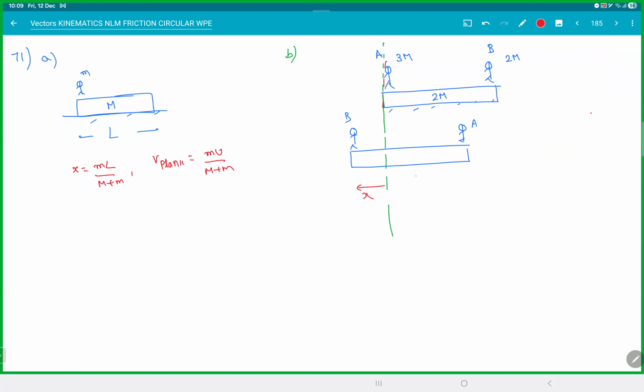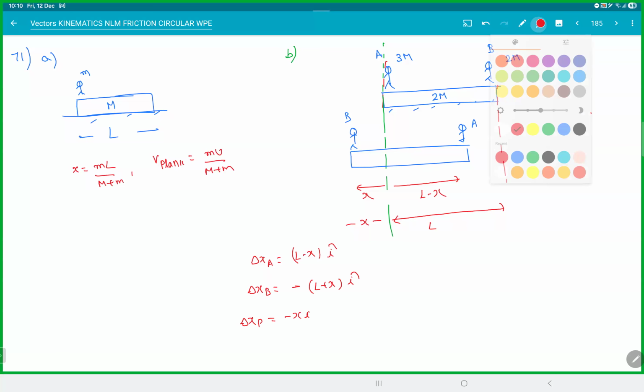How much did A actually walk? Even though it looks like L, he actually walked L minus x. And how much did B walk? B actually walked L plus x. So displacement of A is (L minus x) i cap. Displacement of B is minus (L plus x) i cap. And displacement of the plank is minus x i cap.